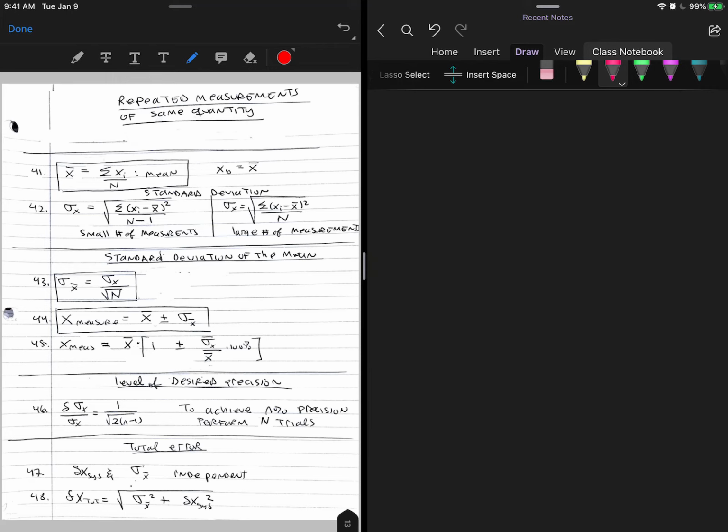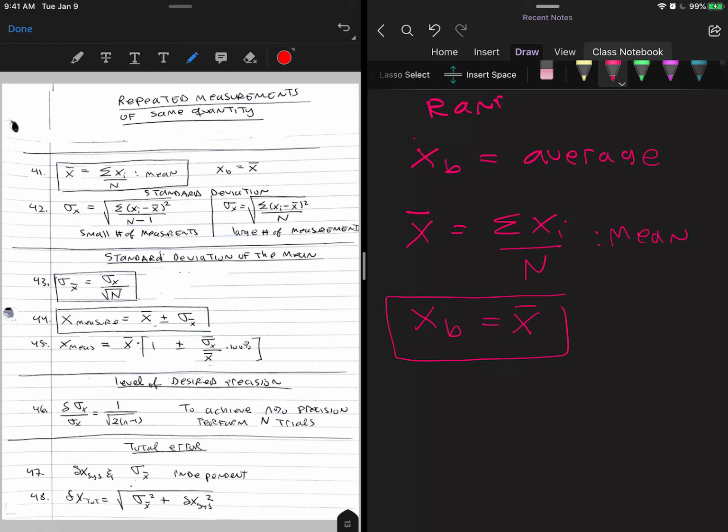The first tool is, if there are random errors, we're going to take our best estimate to equal the average of your measurements. So in statistical terms, the average is written like this: F bar is equal to the summation of all your measurements divided by the number of measurements, or the mean. And we're going to say that your best estimate is going to equal the average. So this is for when you have to take into account random errors.